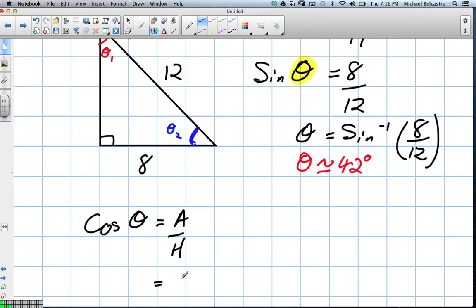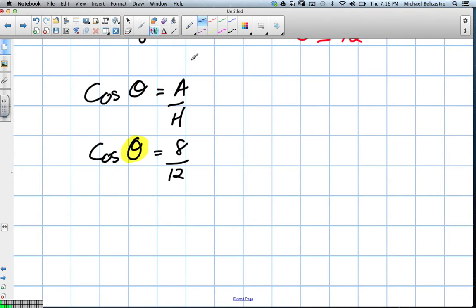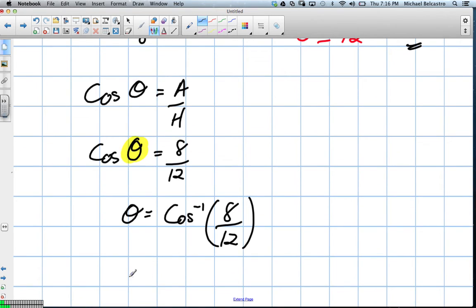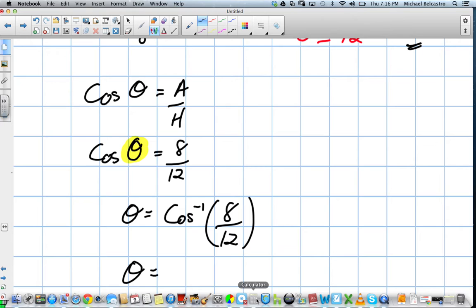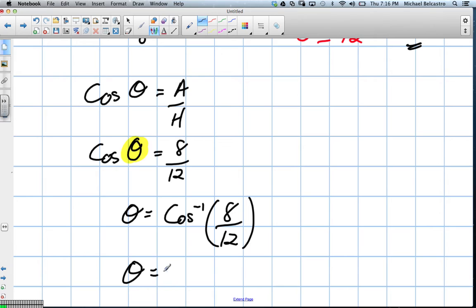What's our adjacent? 8 over 12, right? And again, we're looking for the angle, so we have to find the inverse of that function. So our answer is going to be theta is equal to cos inverse of 8 divided by 12. Well, that's really odd. It's the exact same ratio we had above, but this time we're doing cos inverse. So let's see, will we get a different answer? Cos inverse of 8 divided by 12, cos inverse, 48.